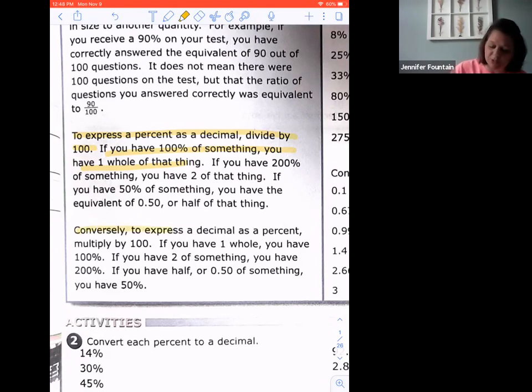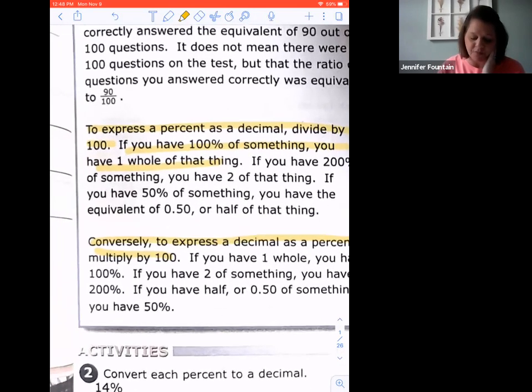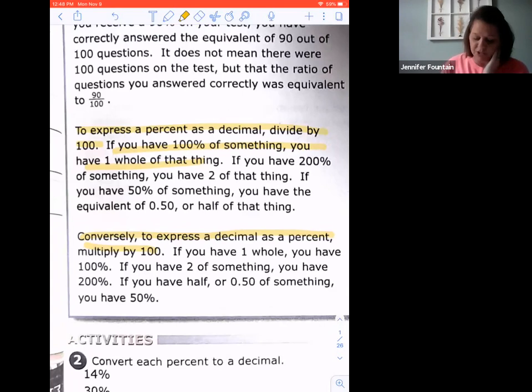So it says, conversely, to express a decimal as a percent, multiply by 100. So we're going to look at converting percents to decimals and decimals to percent today. So notice it says to express a percent as a decimal, divide by 100. And then to express a decimal as a percent, you multiply by 100. Now remember, if I'm going percent to decimal, I'm going to drop my percent sign. If I'm going from decimal to percent, I have to add a percent sign.